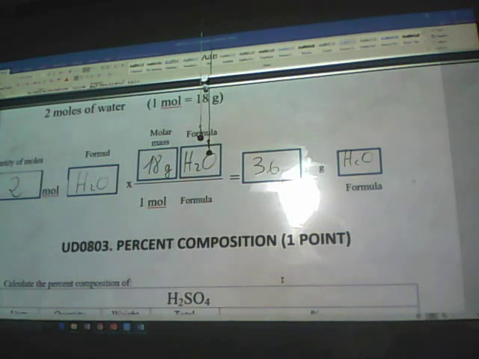Don't have to think too much. You have 2 moles, you multiply by the molecular mass, you get the grams, and if you got the grams and you want to get the moles, you divide by the molecular mass, okay? 1 minute.